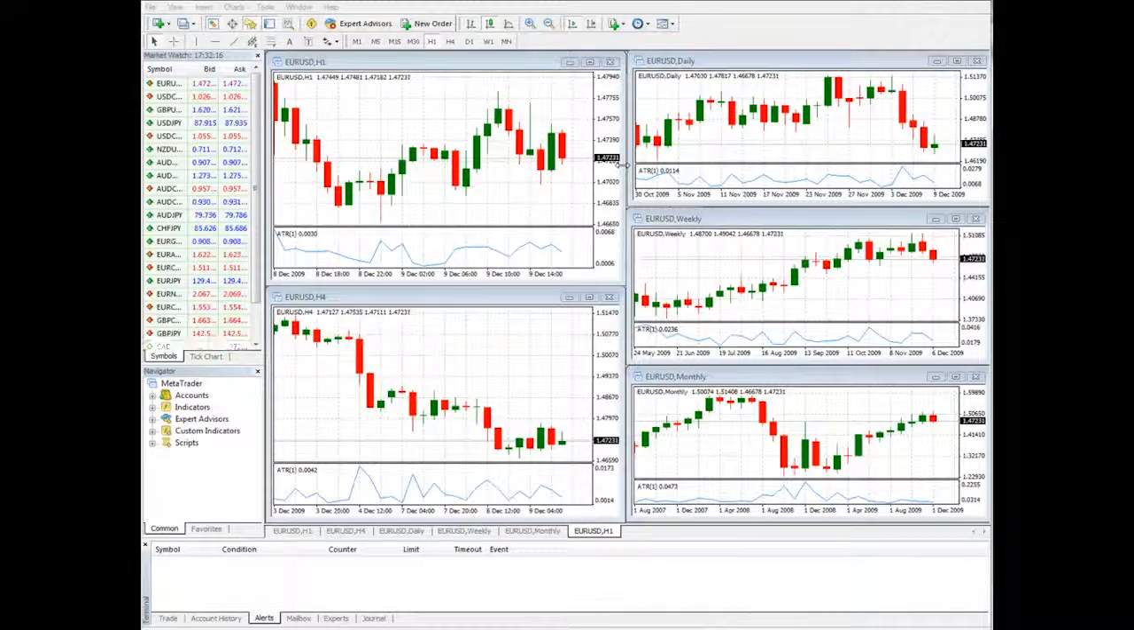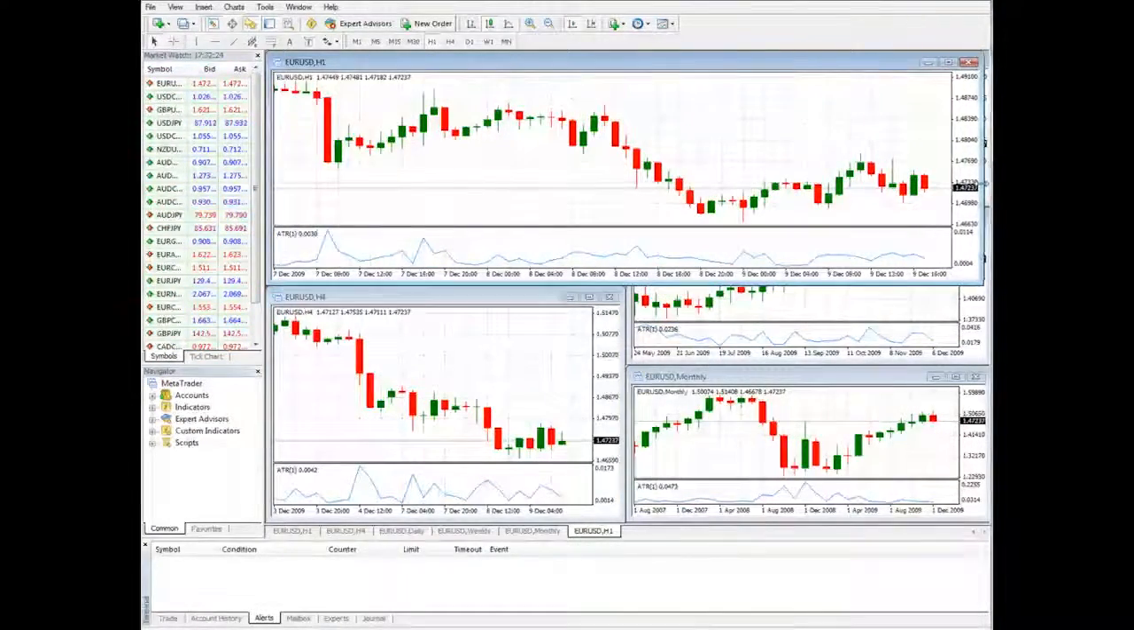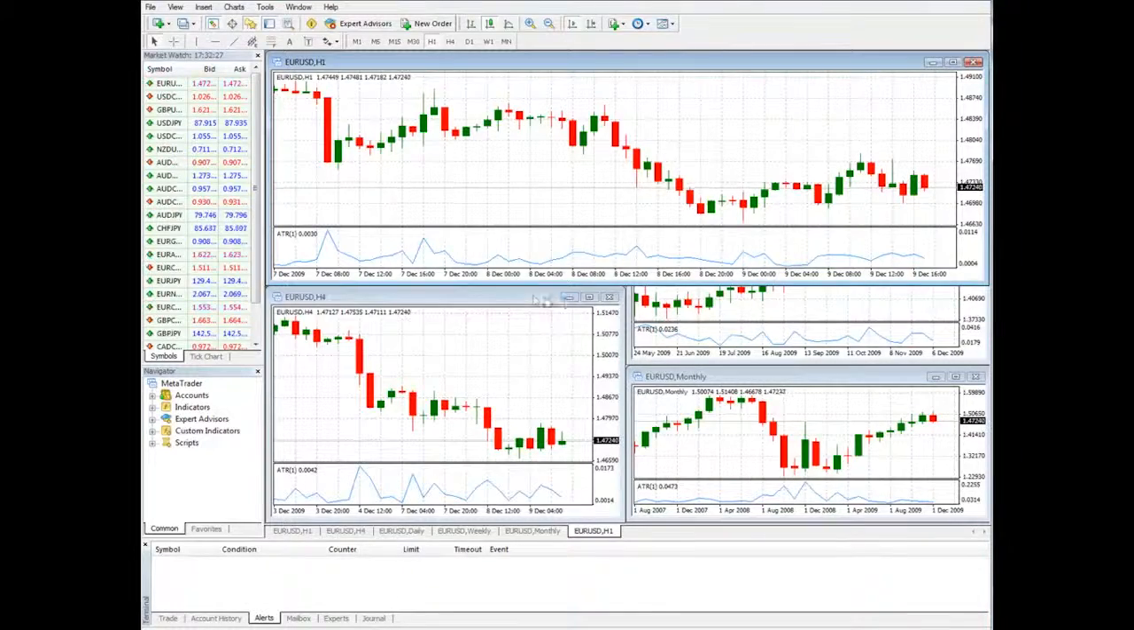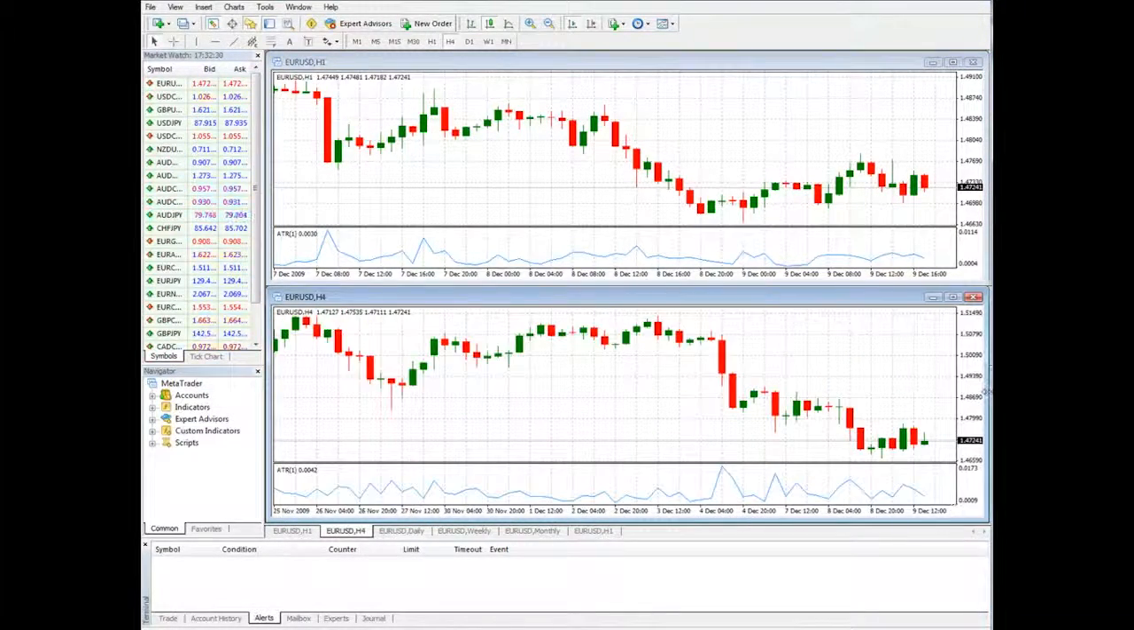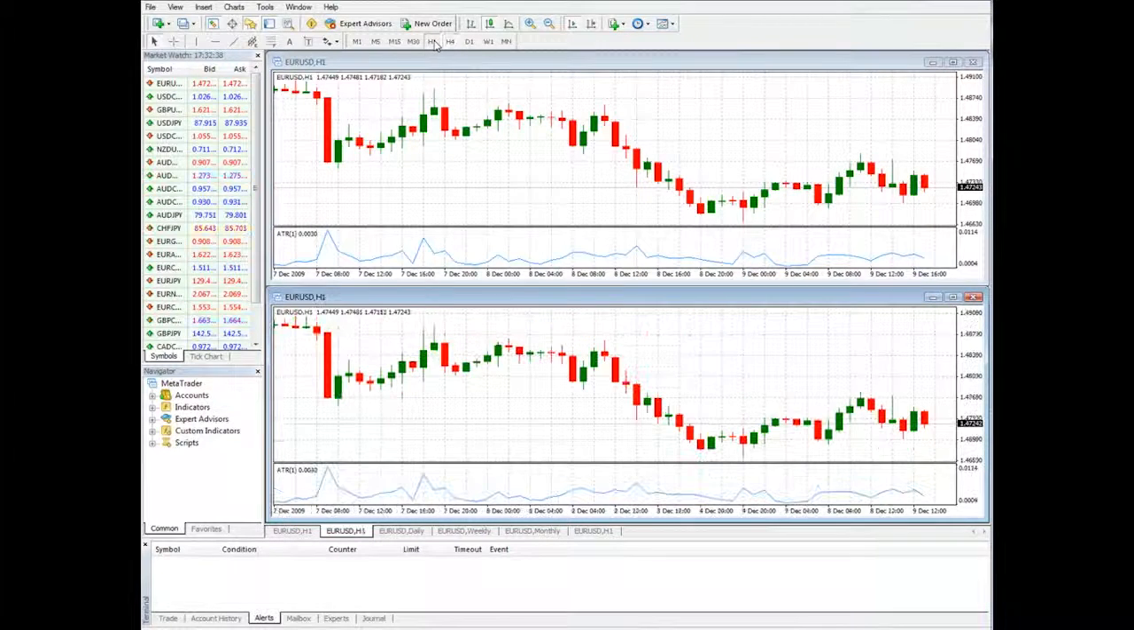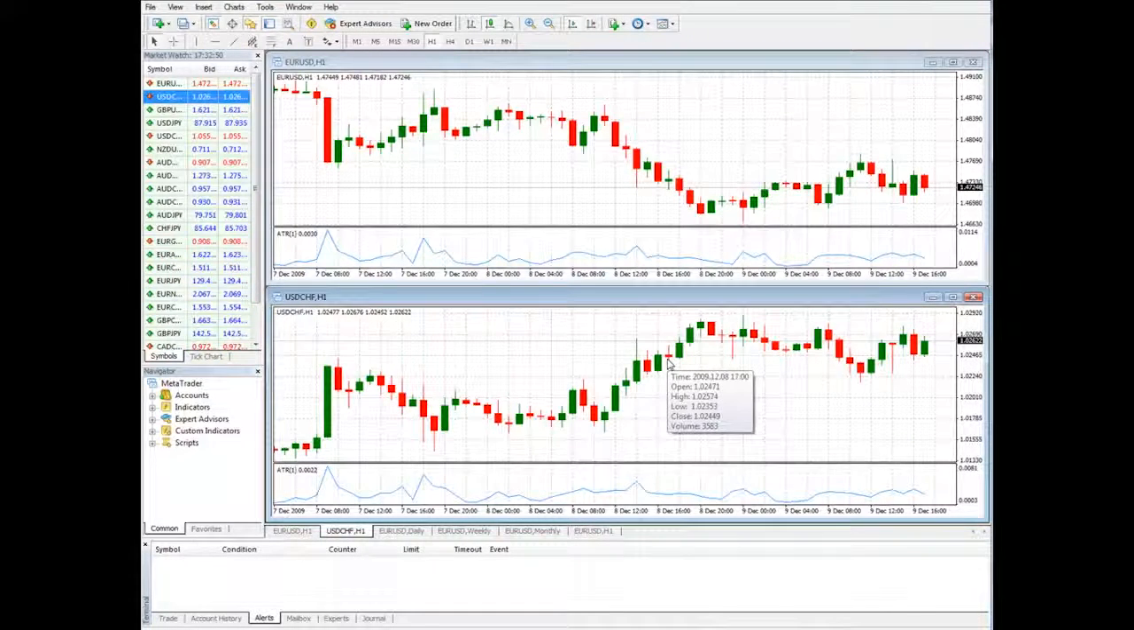So what I want you to do is let's stretch this out this way. Okay, and also go down here and grab this one, and let's grab that chart and stretch it out this way. Now, the next thing I want you to do is to take this chart here and transform it into a 1 hour. And the very next thing that I want you to do is to take the bottom chart and transform it into a US dollar Swiss franc chart.